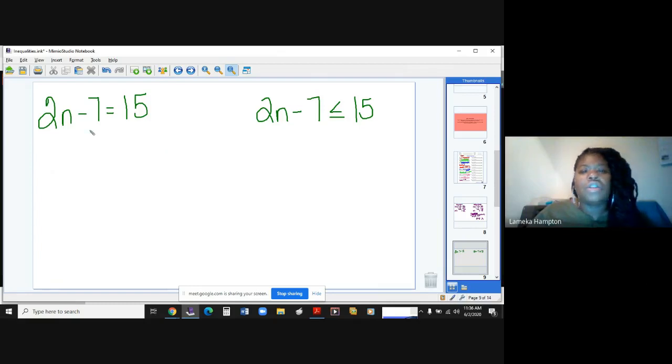Now, what I wrote on the left side of the screen is an equation because I have an equal sign here. What I've written to the right on the screen is an inequality because I have a less than or equal to sign. Now, I just want you to simply pay attention to what it is that I'm doing.